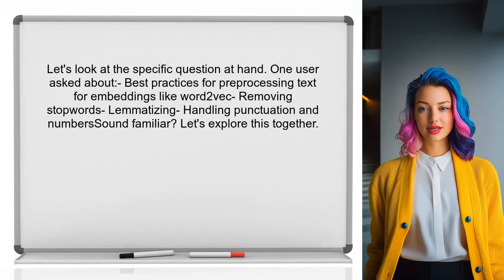Let's look at the specific question at hand. One user asked about the best practices for pre-processing text for embeddings like Word2Vec. They were unsure about removing stop words, lemmatizing, and how to handle punctuation and numbers. Sound familiar? Let's explore this together.